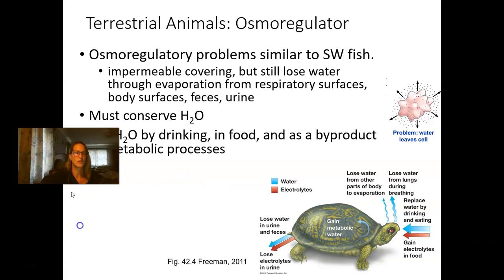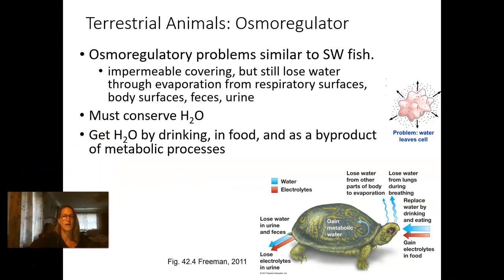So they have to conserve water, and they also have to consume extra water. So they get additional water by drinking or eating. Also, they can get some water as a byproduct of some of their metabolic processes. So as you know, cellular respiration has water as a byproduct.